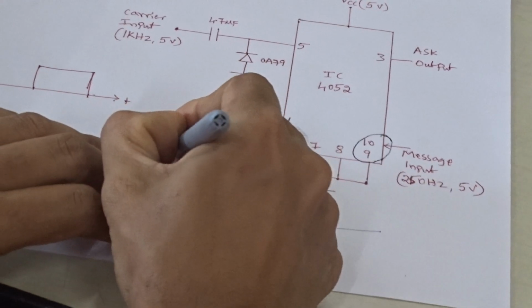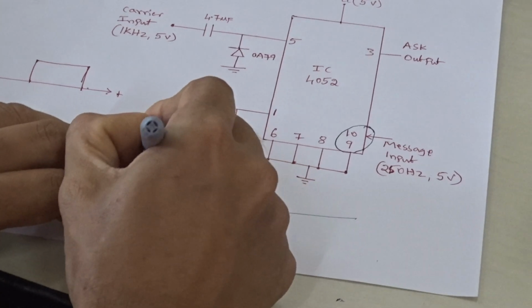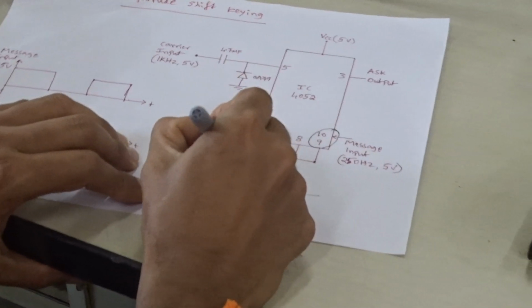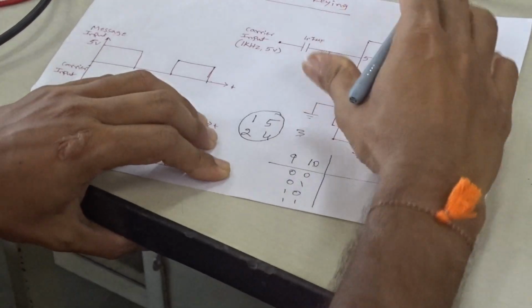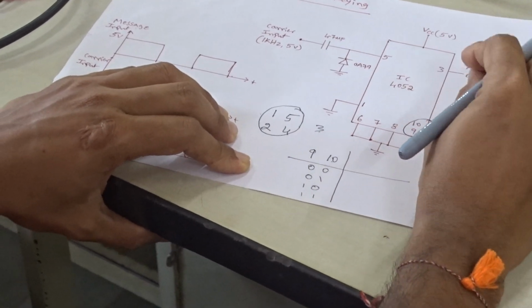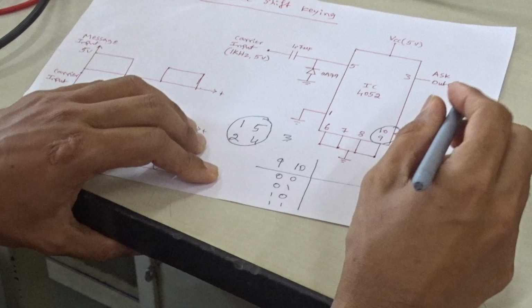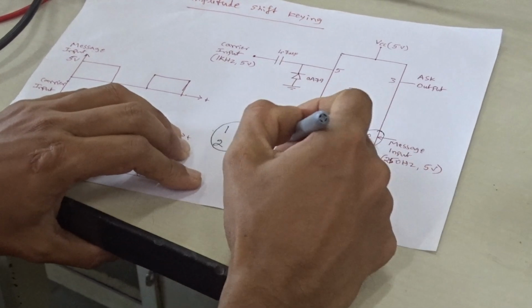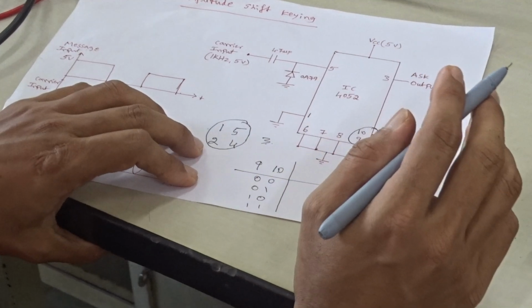Pins 1, 5, 2 and 4 are the inputs, with pin number 3 as the output. There are two identical 4:1 multiplexers inside this IC 4052, but we are making use of the first set, with 1, 5, 2, 4 as inputs and 3 as the output. So it is a 4:1 multiplexer.